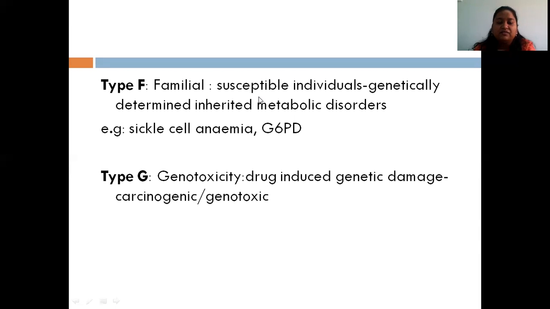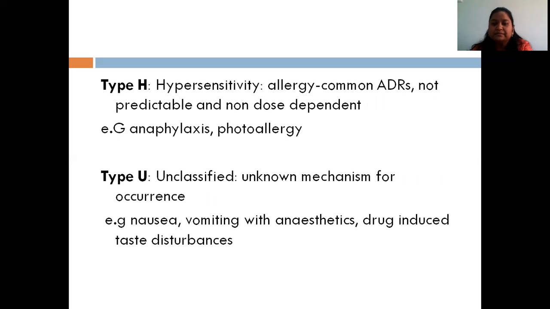reactions, which are susceptible to individuals, or genetically determined, inherited metabolic disorders which can be inherited from the parents. For example, sickle cell anemia and G6PD deficiency. The next type is type G, which is genotoxicity. These are reactions where the drugs induce genetic damage, or are carcinogenic. They produce carcinogenic genotoxicity. That's why it is known as genotoxicity.